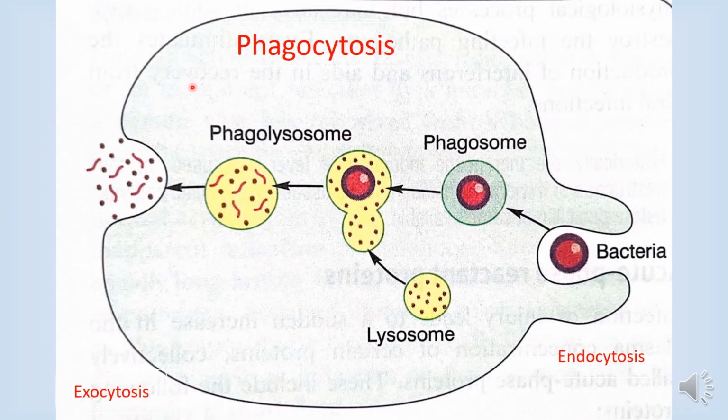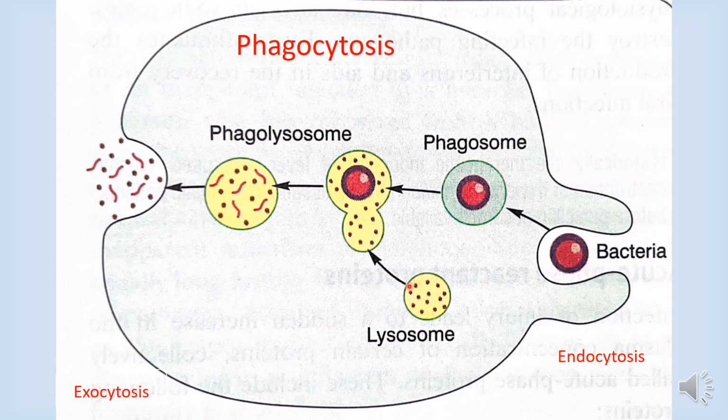Now let us take a look at the process of phagocytosis. So what happens is that a bacteria is endocytosed by these phagocytes. The phagocytes are cells of innate immune system which have the ability to form pseudopodia, and with the help of these pseudopodia the bacteria are phagocytosed into a vacuole. This vacuole is known as phagosome, and the phagosome now fuses with a lysosome.